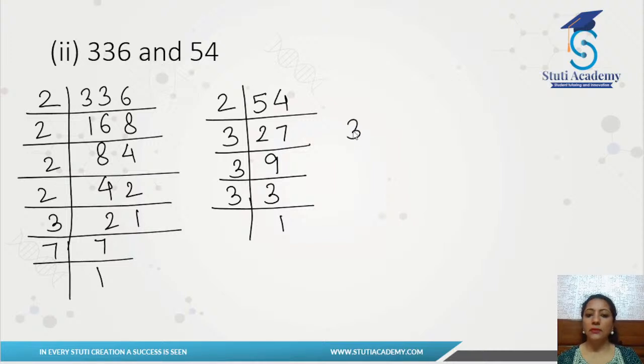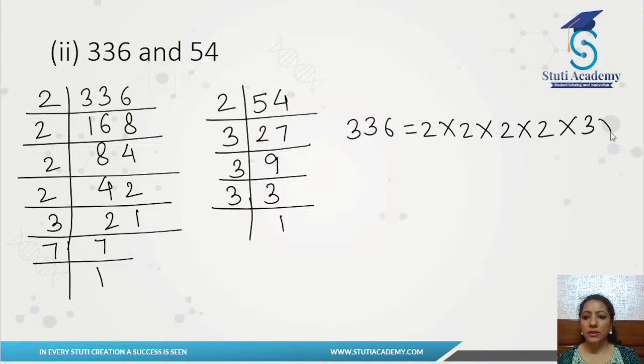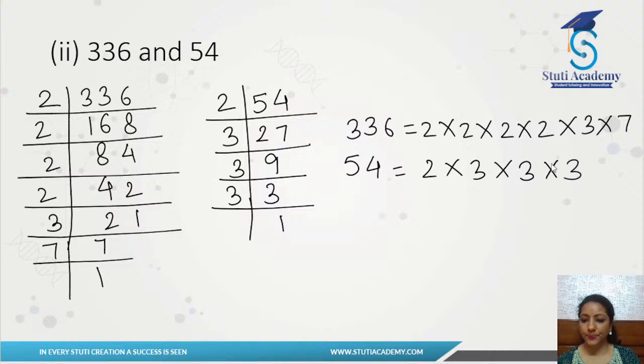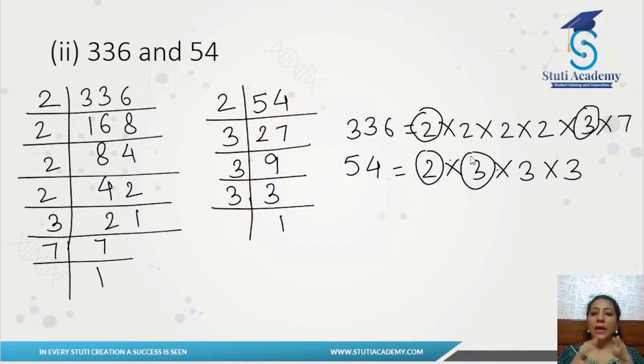So now 336 can be written as 2 into 2 into 2 into 2. There are 4 times 2. We have 4 2's here. And multiplied by 3 into 7. And 54 can be written as 2 into 3 into 3 into 3. Now let us figure out the common factors. We have one 2 here, we have another 2 here. We have 3 here, we have one more 3 here. That's all. We don't have any other common factor. So HCF of these two numbers would be 2 into 3.